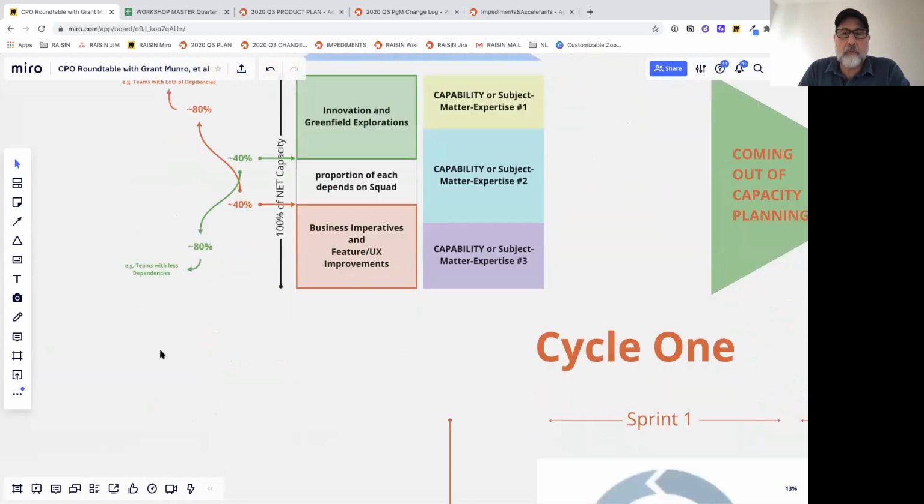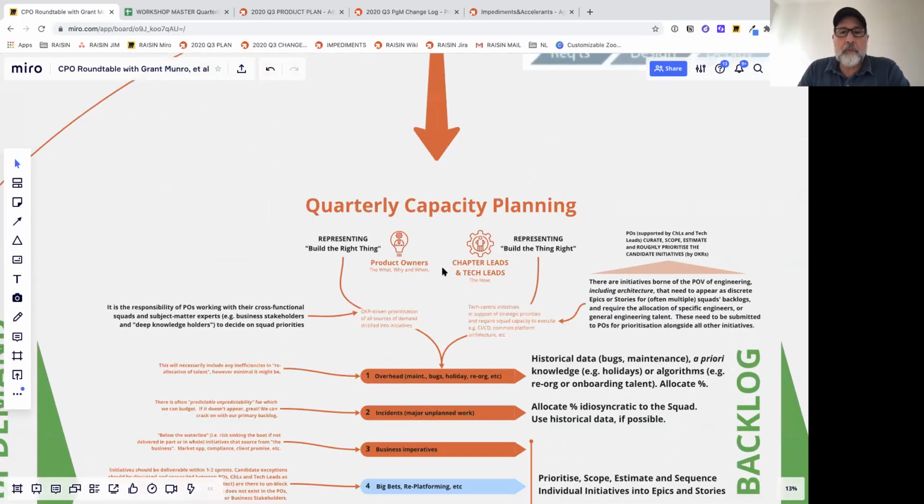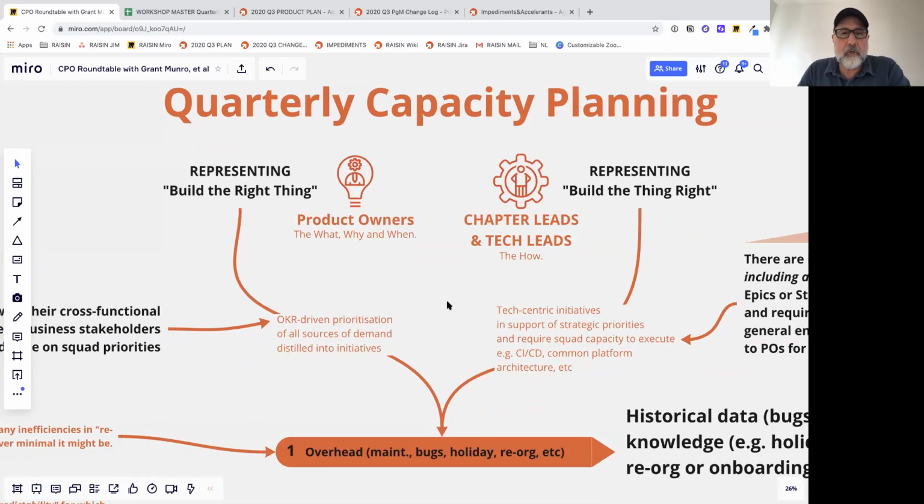And I'm just going to go through sort of what we do really quickly. So in unison, product owners and chapter leads and squad tech leads, and these are sort of classic definitions, and we actually embody those: the what, why, and when by the product owners, and the how by the tech leads, and in some cases the chapter leads.